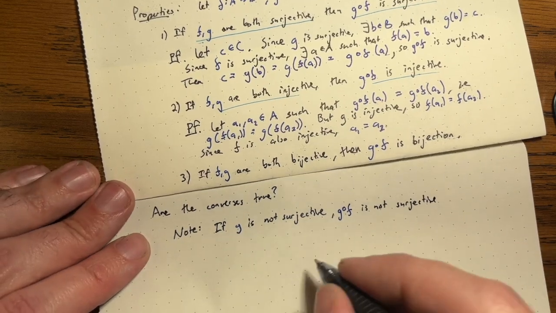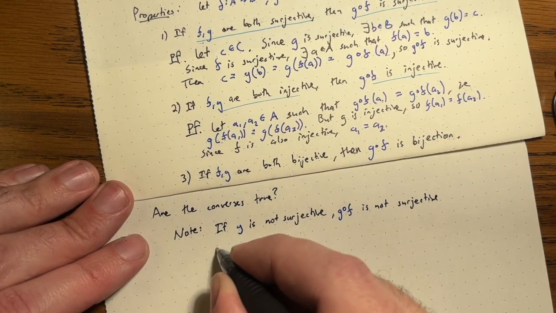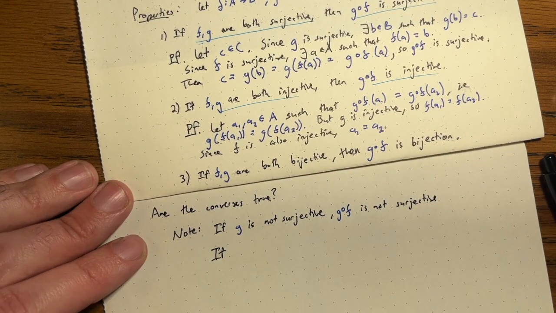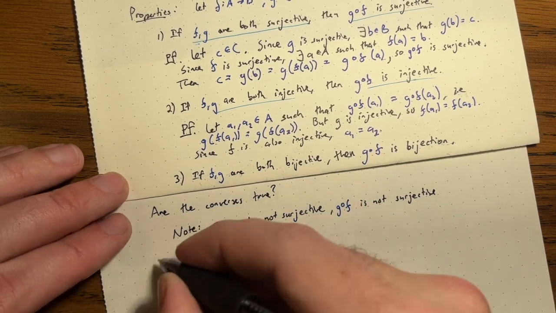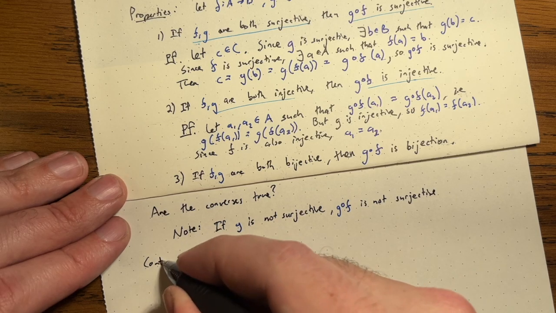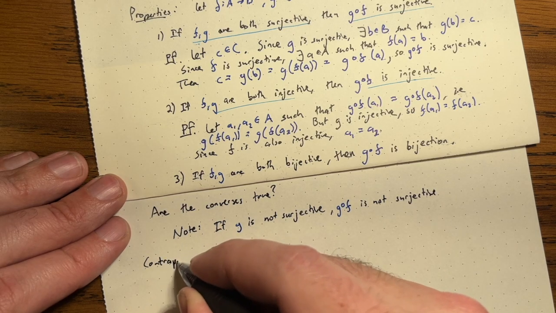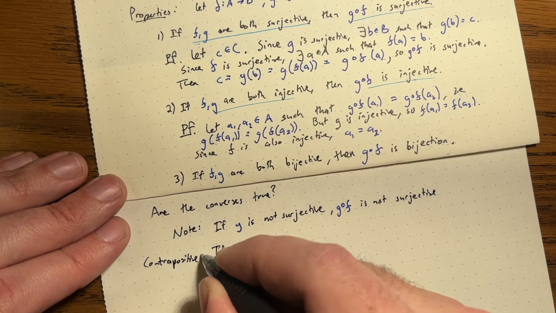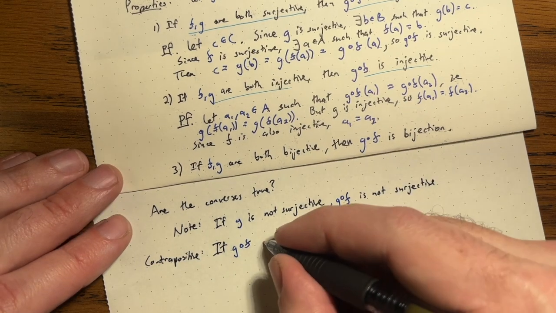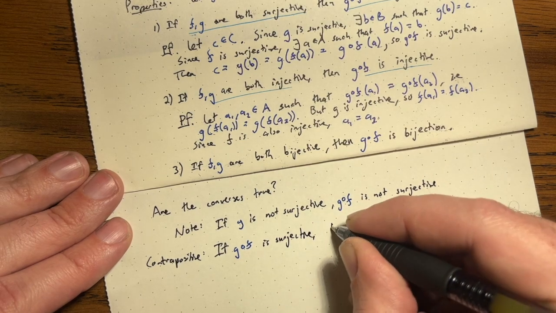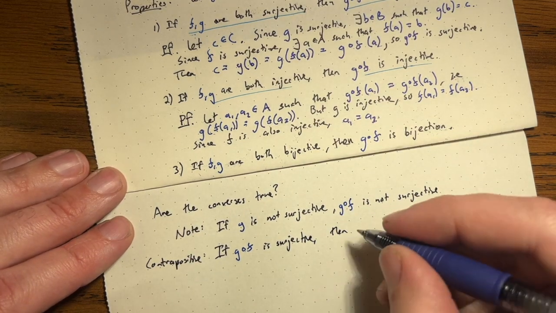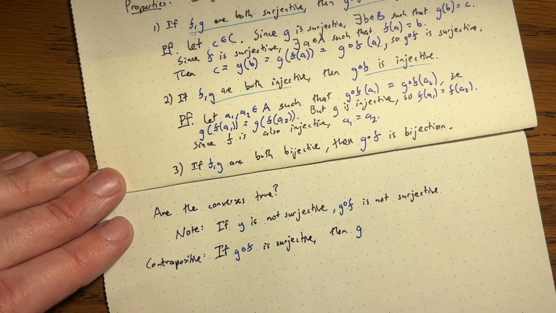And the contrapositive of that would be, I suppose, if g composed with f is surjective, so it's the contrapositive, which is the same statement, this equivalent statement. So if g composed with f is surjective, then g is surjective, right? I'm just writing down the contrapositive.